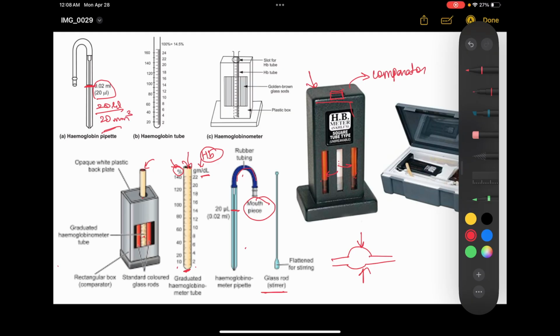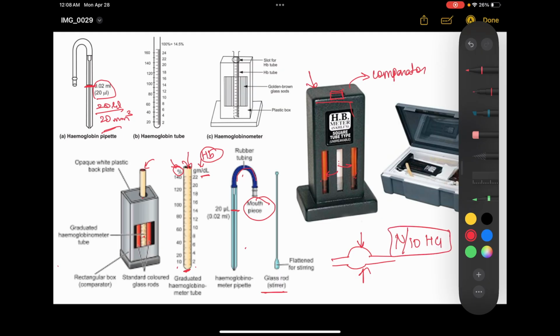Now we will move towards how to perform this experiment. As you have understood what equipment is required, which is your Sahli's acid hemoglobinometer. Apart from that, you need equipment for the sterile finger prick, that is gauze, spirit, lancet. Then you need N by 10 HCl.